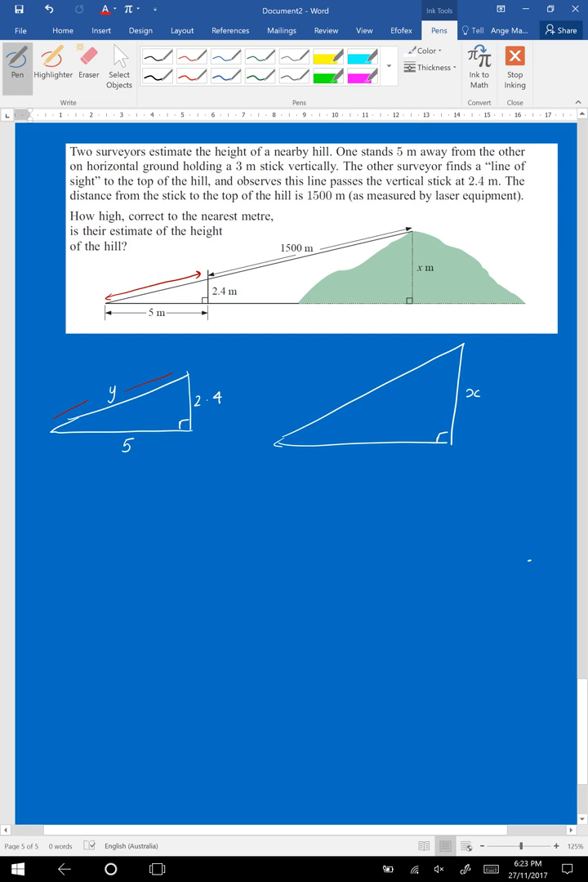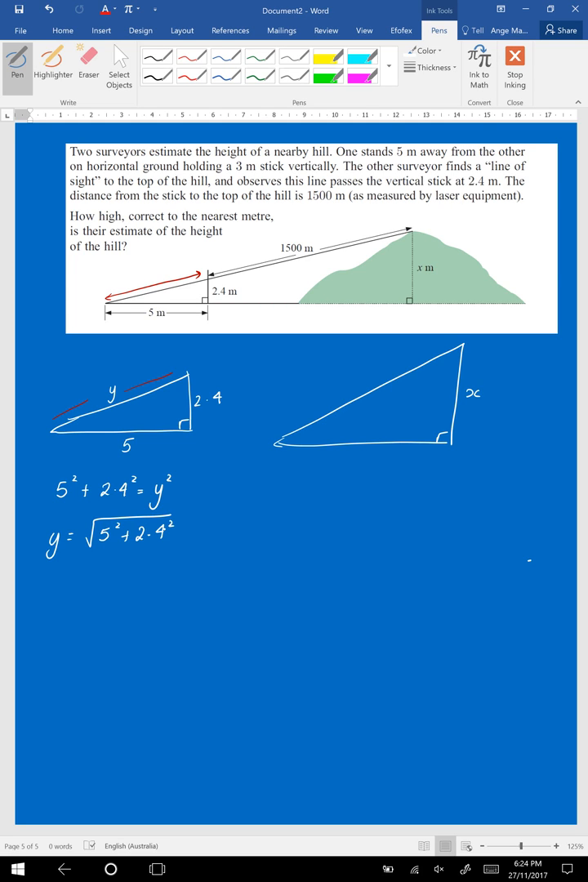You should remember Pythagoras from the question we just did. It's the two lengths that make up the right angle. We square them together, so that's going to be 5 squared plus 2.4 squared equals y squared, and therefore y is the square root of 5 squared plus 2.4 squared. Are we happy with that? So we can go to our calculator.